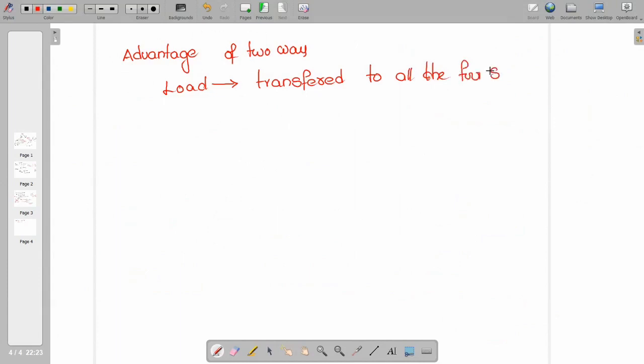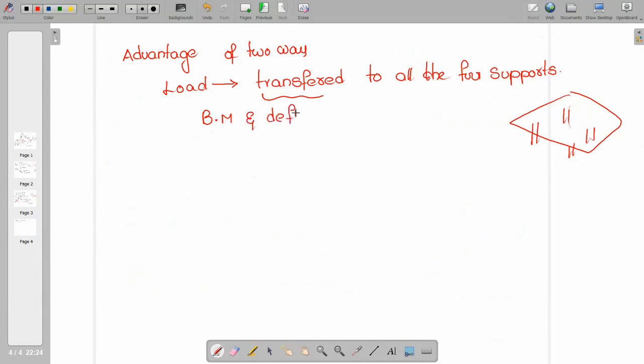Load will be transferred to all the four supports. And as the load is transferred to all the four supports, suppose if you see the column like this, the load will be transferred to all the four supports. So the bending moment and the deflection will be small. The advantage of two-way slab is that the bending moment and deflection will be small.